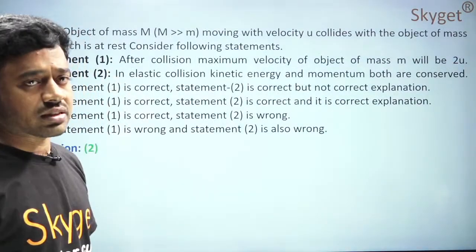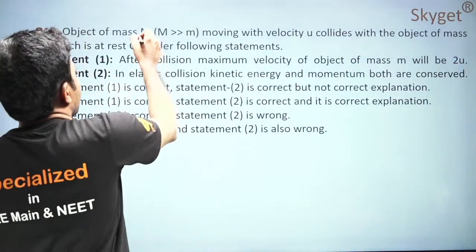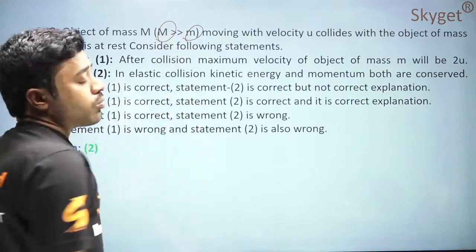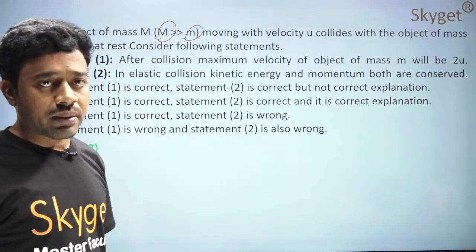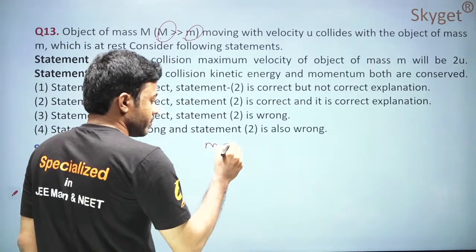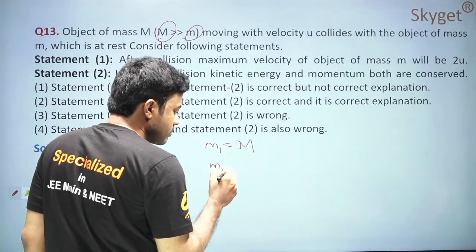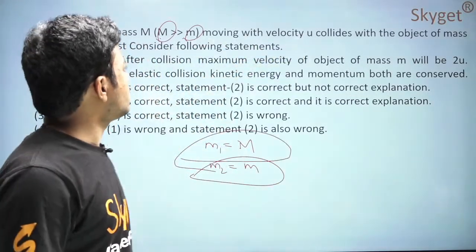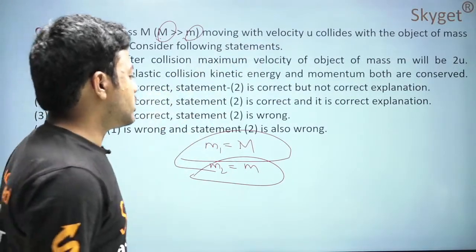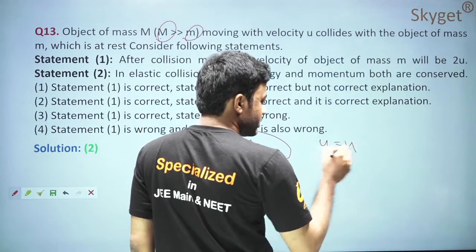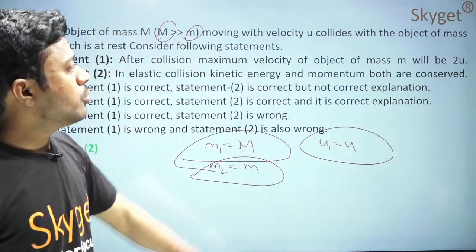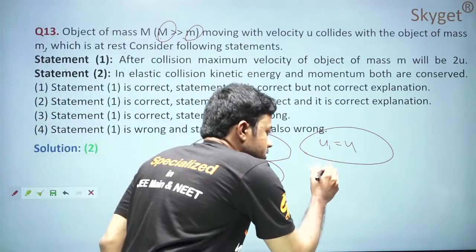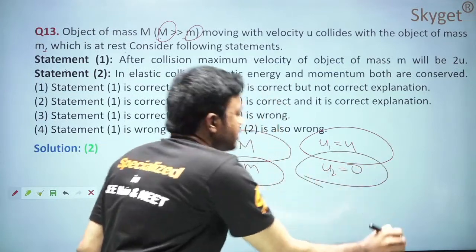Next, in problem number 13, he has given an object of mass capital M and also an object of mass small m. So he has given two masses, one of mass capital M, the second of mass small m. But here the capital M, that is M1, is a very large mass when compared to the smaller mass small m. This large mass is moving with a velocity u, that is u1 is equal to u, and collides with an object of mass small m, which is at rest. That is, the smaller mass is not moving, it is at rest.